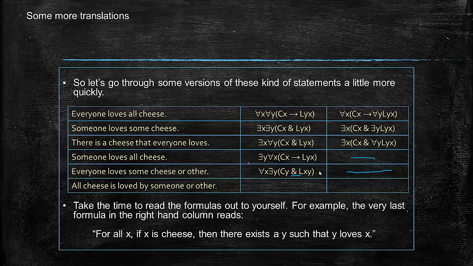And finally, all cheese is loved by someone or other. Okay, that just seems to be a slightly different relation. All cheese is loved by someone or other. Well, now we do have the arrow, right? For all x, there exists a y such that if x is cheese, then y loves x. And here we have an alternative formulation, which is a little bit more intuitive. For all x, if x is cheese, then there exists a y such that y loves x.